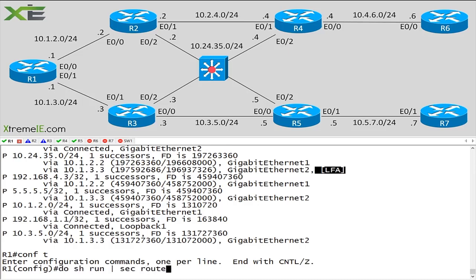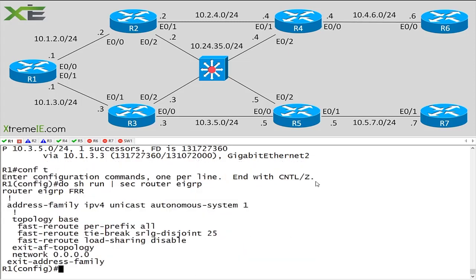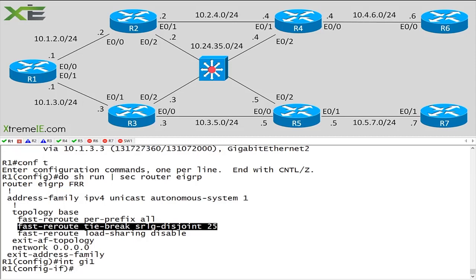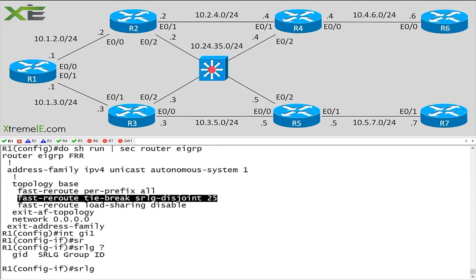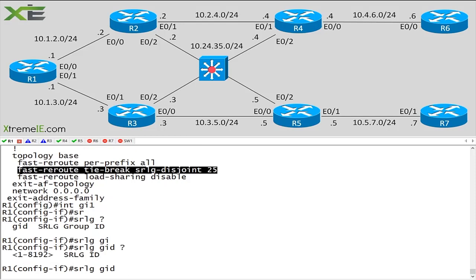Now, one last thing I want to show you here is, let's say show run section router EIGRP. I was showing you how we can use these tiebreakers, and I pointed out the shared risk link group. Now, how do we change that? How do we go in and administratively say, hey, I want to add interfaces or change interfaces in specific groups? Well, if you go under the interface, you can say SRLG, and here you can say the group ID, and then you can assign these various different groups to those particular interfaces.